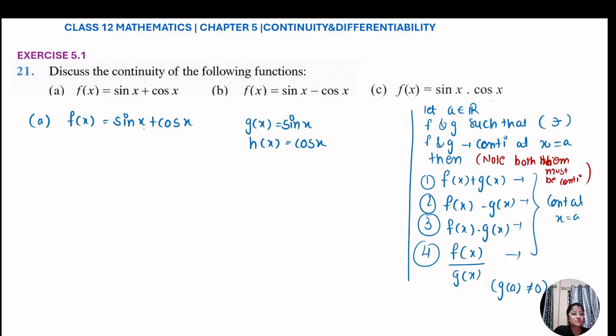So let's begin. For that, we have to check the continuity of g and h. Begin with g. Our g of x is defined as sin x. As we know, the domain of the sine function is the whole of R, so the function is defined for any real number. So let me start with x being any real number c. Okay, so we have to show that the function g is continuous.